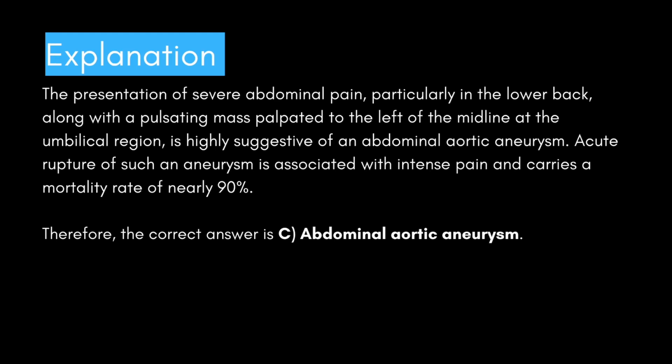The presentation of severe abdominal pain, particularly in the lower back, along with a pulsating mass palpated to the left of the midline at the umbilical region, is highly suggestive of an abdominal aortic aneurysm. Acute rupture of such an aneurysm is associated with intense pain and carries a mortality rate of nearly 90%. Therefore, the correct answer is C, abdominal aortic aneurysm. Let's go ahead and see why the other answer choices are incorrect.